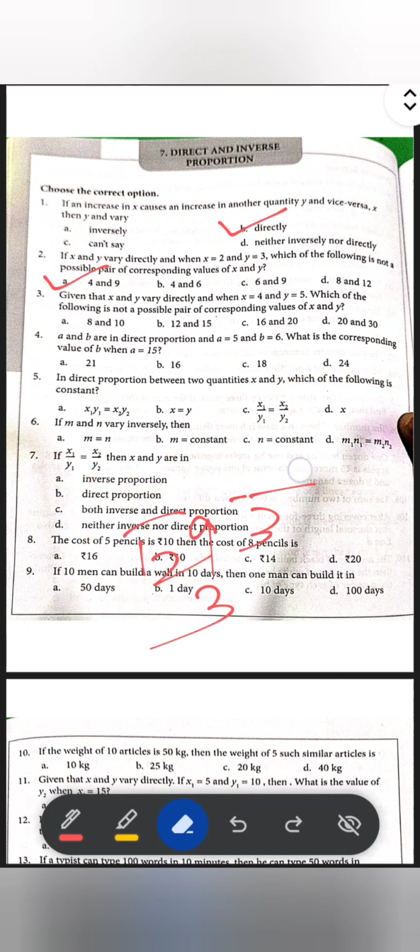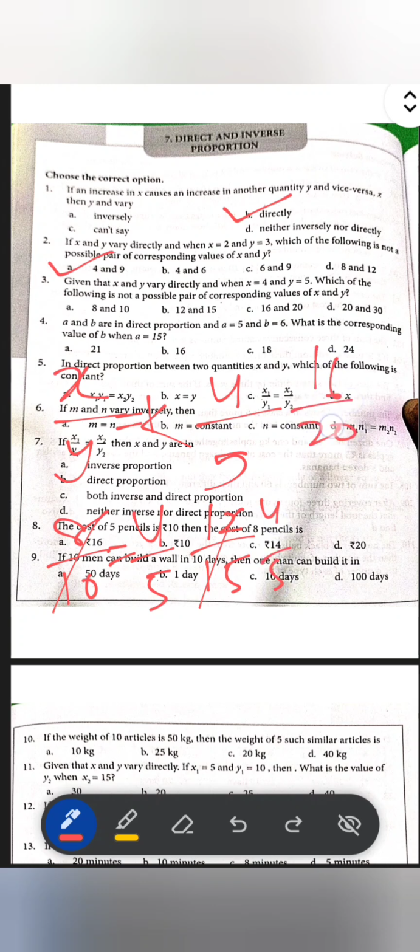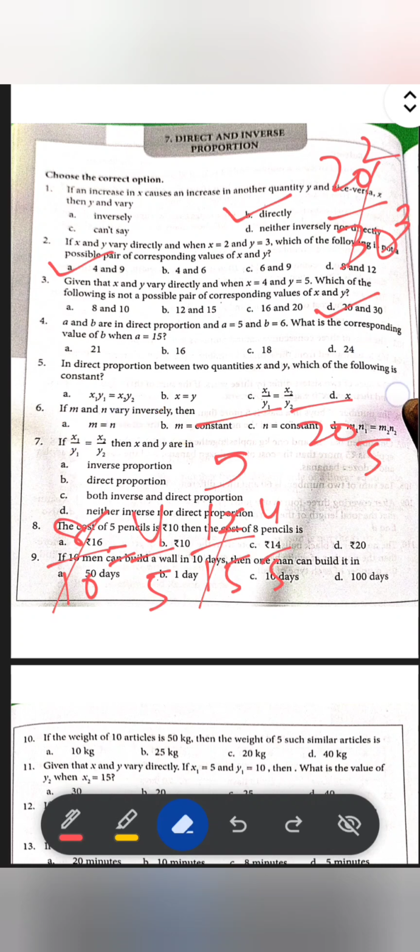Now come to question number 3. Given that x and y vary directly, again x by y should be constant. Here x is equal to 4 and y is equal to 5. Which of the following is not a possible pair? The same way: 8 by 10, 2 4s are 8, 2 5s are 10. 12 by 15, 3 4s are 12, 3 5s are 15. Then 16 by 20, 4 4s are 16, 4 5s are 20. 20 by 30, that is 10 2s are 20, 10 3s are 30. We need the constant 4 by 5, not 2 by 3. So option D is the correct answer.